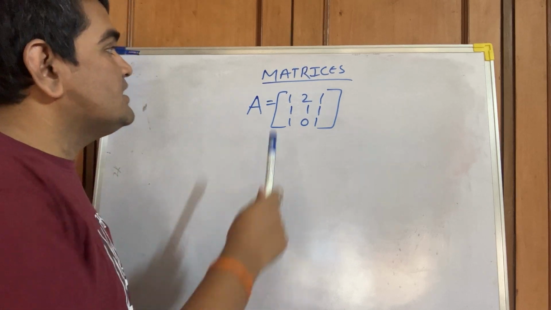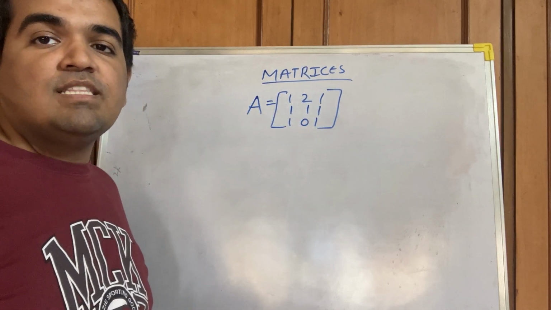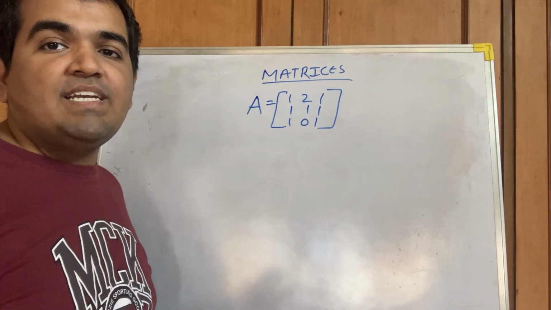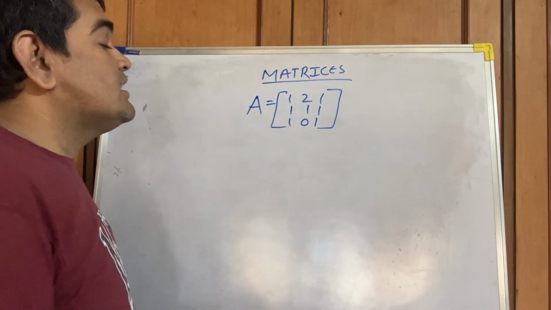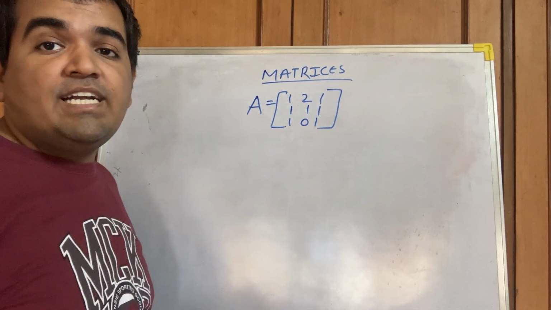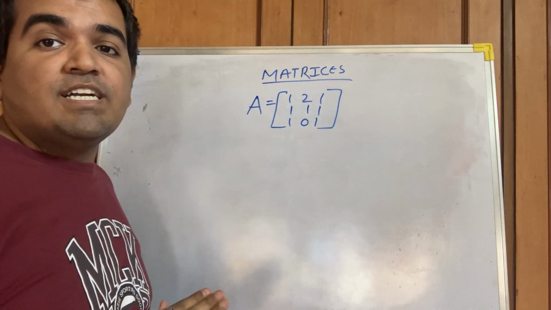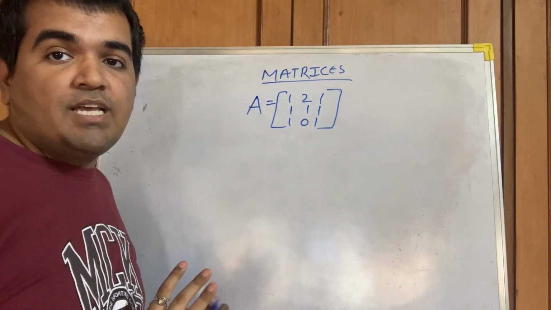The topic for today's discussion is matrices. Now what is matrices? Matrices is the plural form of matrix, which is nothing but the arrangement of numbers, variables or entities in a rectangular table which contains various rows and columns as shown here.